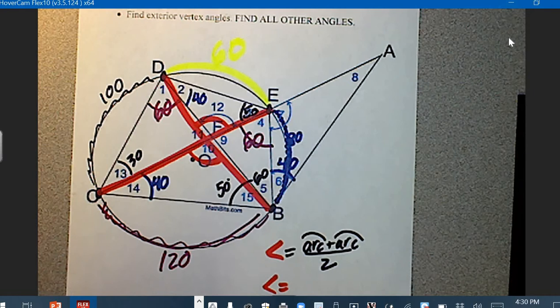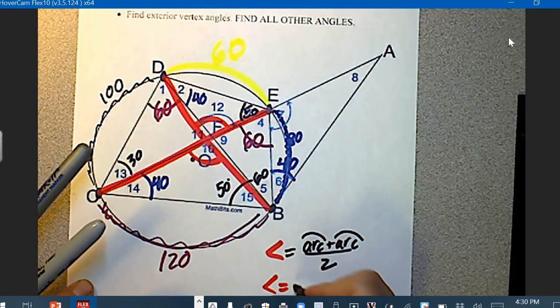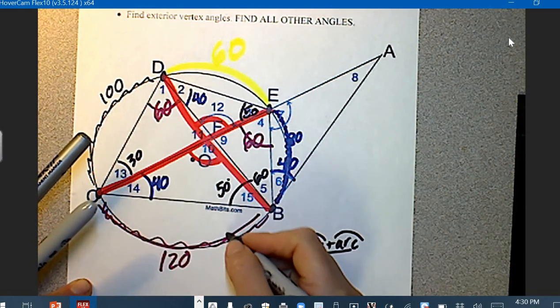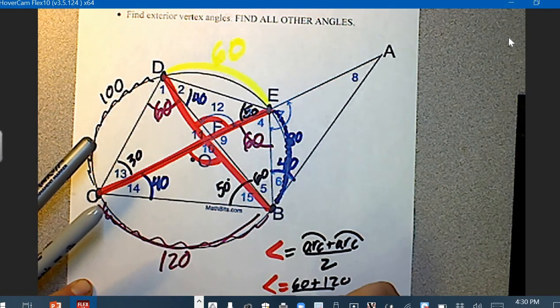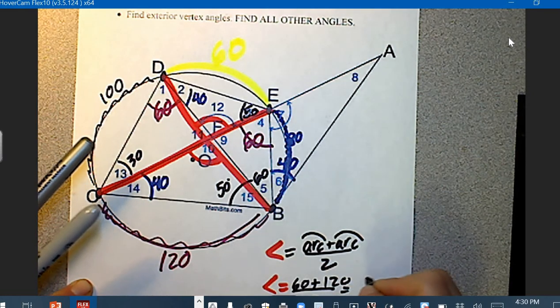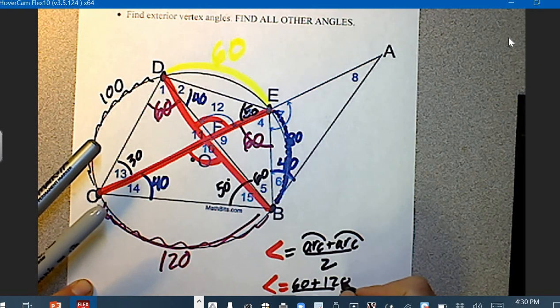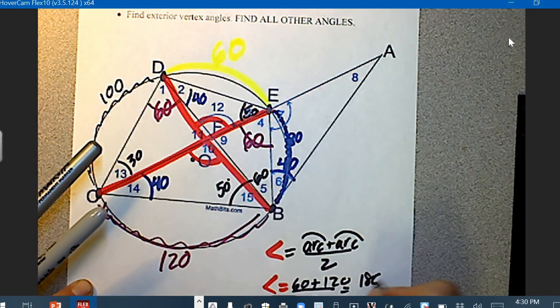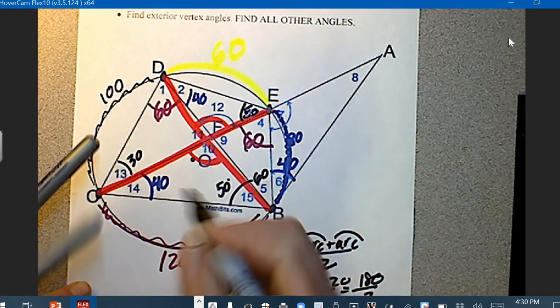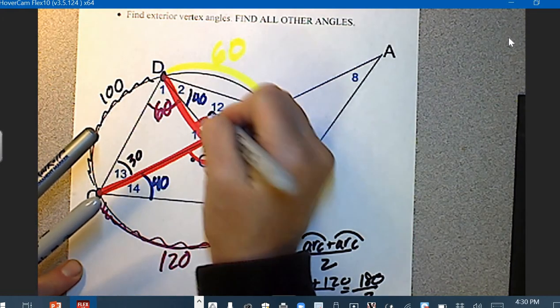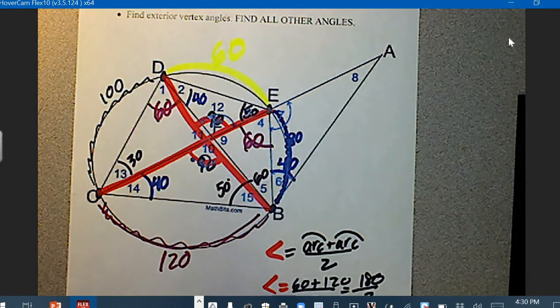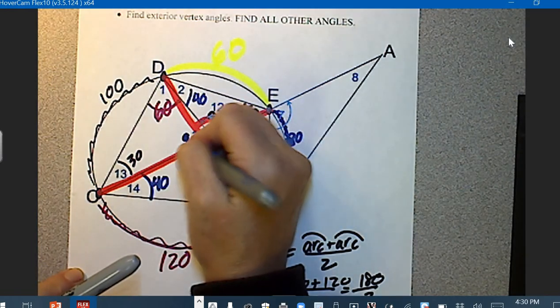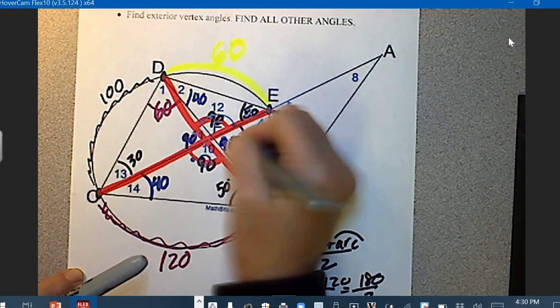That angle is, one arc is 60 that we're grabbing. The other arc is 120 over 2. That makes this 60 plus 120 is 180 over 2. That makes this angle right here 90, and 90, which forces, of course, angle 11 and 9 to be 90.